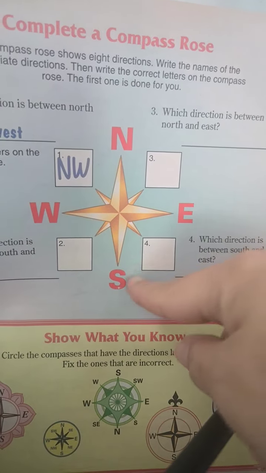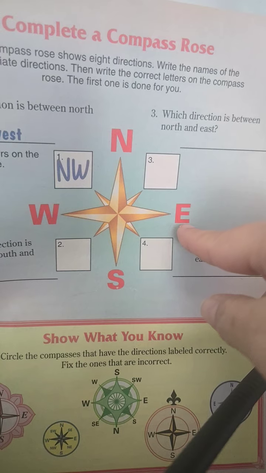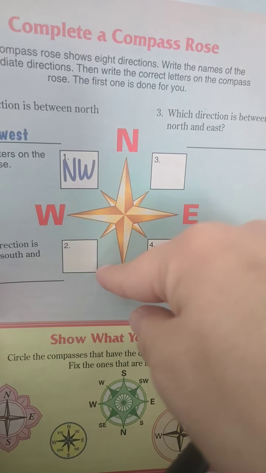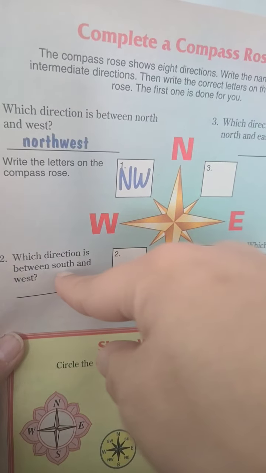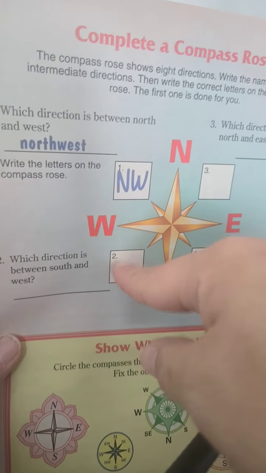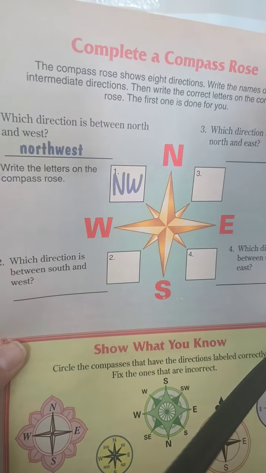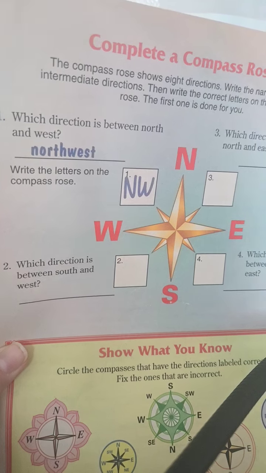In between the south and the east, you have southeast. And in between the south and the west, you have southwest. These are the directions that are between south and west. SW for southwest. It is important to understand how to read a compass.